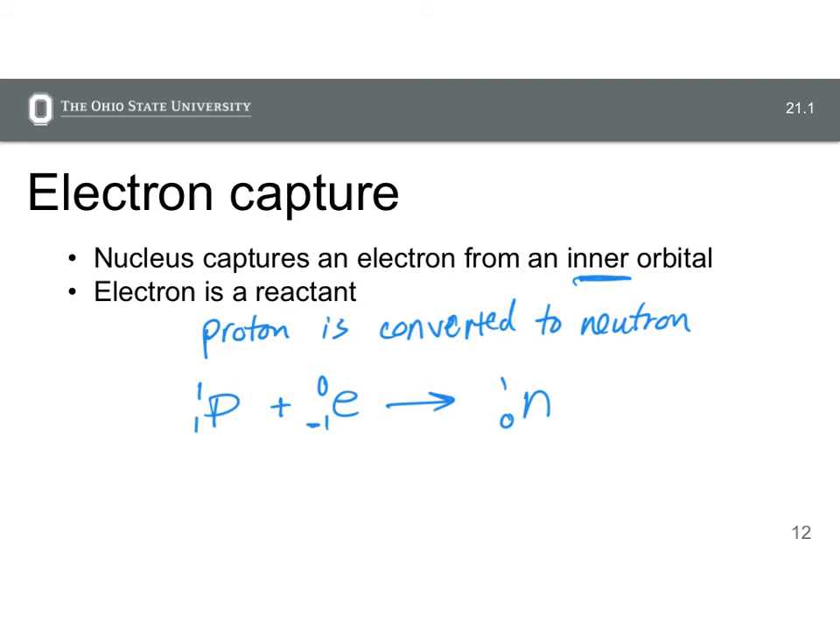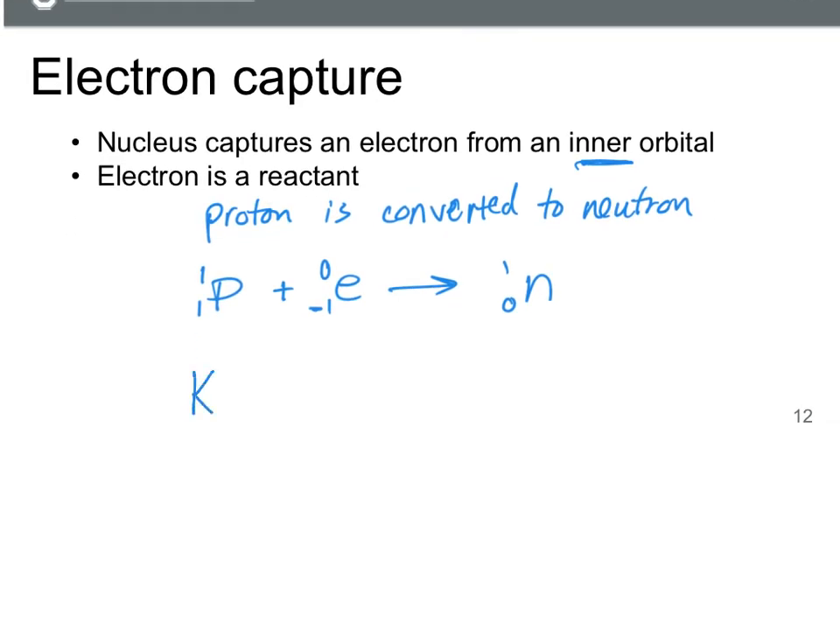Electron capture is what potassium-40 is decaying by. So potassium-40, atomic number 19, decays by electron capture to form argon with an atomic number of 18.